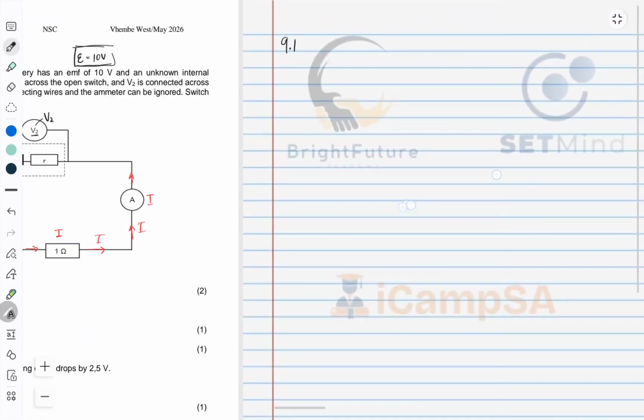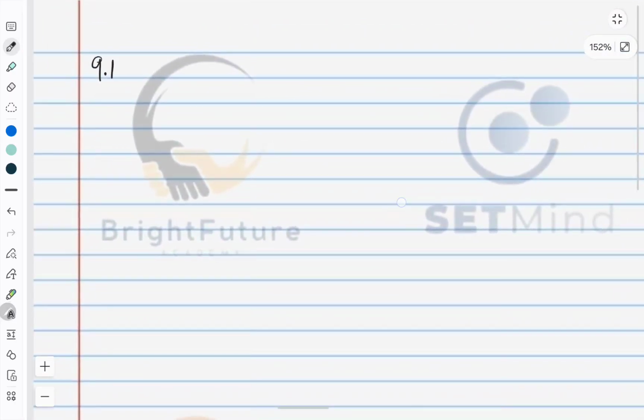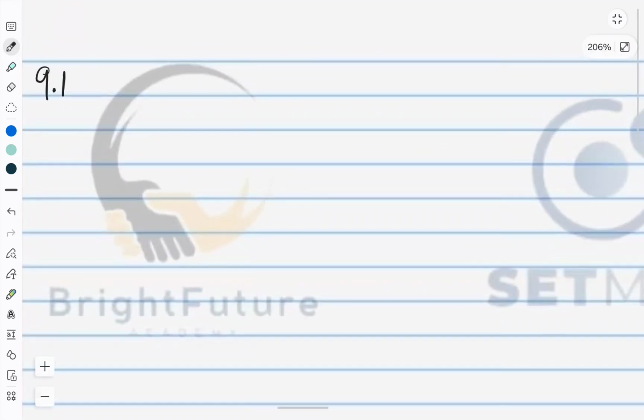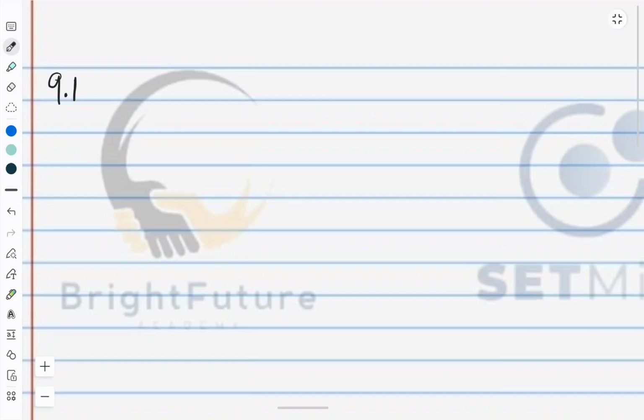9.1. So Ohm's law, remember, it simply states that the potential difference across a conductor is directly proportional to current. Of course, there's a condition: provided that the temperature remains constant. So that's what not Coulomb's law, Ohm's law states.